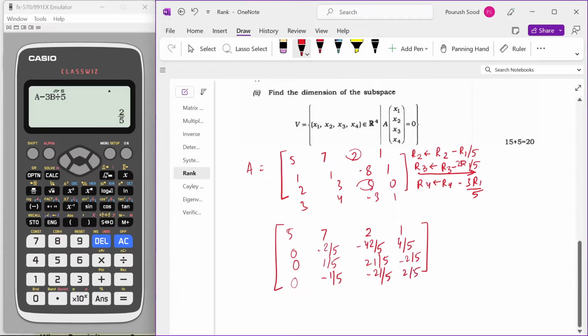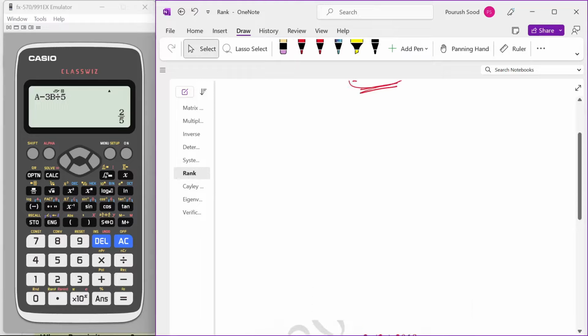Now we don't need to use the calculator. We can see that R3 is minus R2, R4 is minus R2, and R4 is 2R1. So ultimately we can do the following operation. R3 becomes R3 plus R2 by 2 and R4 becomes R4 minus R2 by 2, which will give us, ultimately these two rows will become 0 and we'll get the rank as 2. So this is how we can calculate the rank of the matrix.